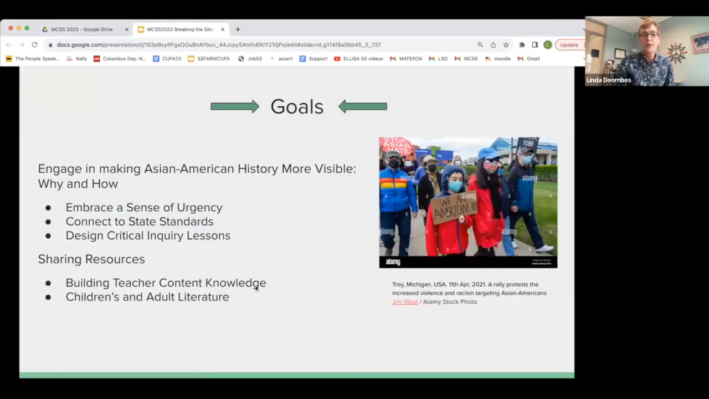So our goal for this session is just to engage in making Asian American history more visible. Why do we do that, and how do we do that? So I want to talk about how we can embrace a sense of urgency for this work, how we can connect it to the state standards we have here in Michigan, and then using critical inquiry, the C3 framework, to design lessons. And I also want to share resources, because I found that to be able to do this work, I definitely had to build my own teacher content knowledge because I was not taught much about Asian American history here in the US, and then also provide children and adult literature.